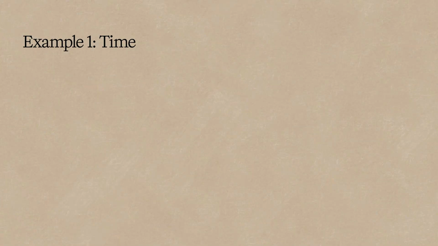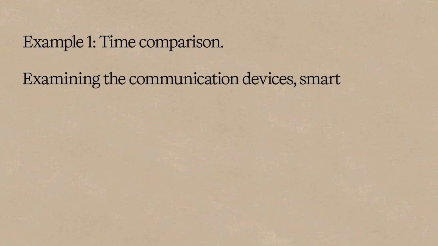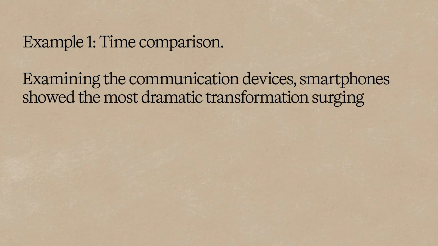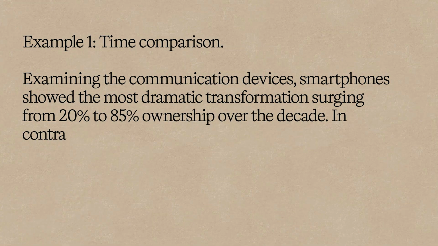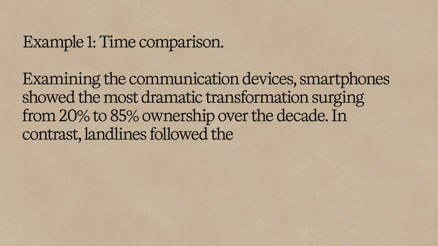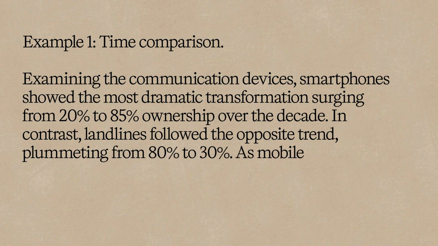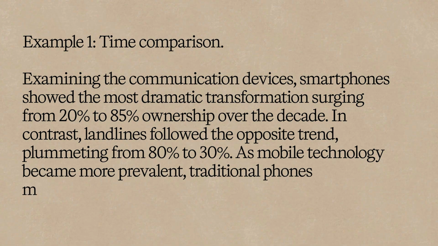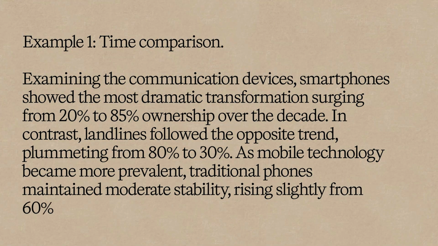Example 1. Time comparison. Examining the communication devices, smartphones showed the most dramatic transformation, surging from 20% to 85% ownership over the decade. In contrast, landlines followed the opposite trend, plummeting from 80% to 30% as mobile technology became more prevalent. Traditional phones maintained moderate stability, rising slightly from 60% to 65%.